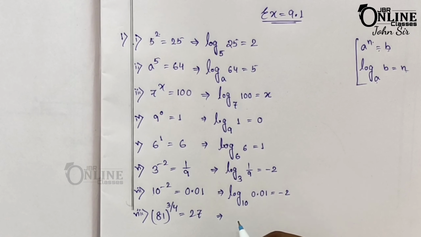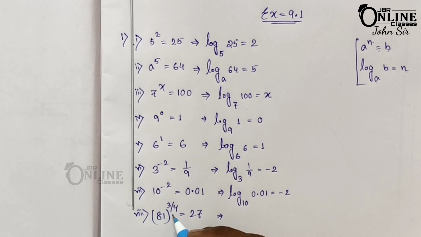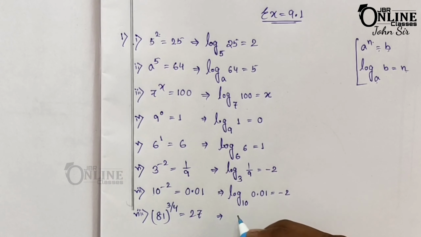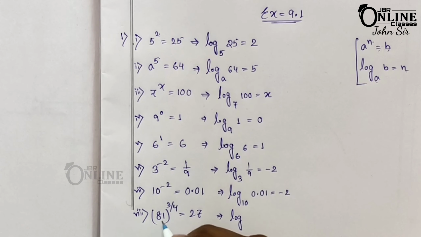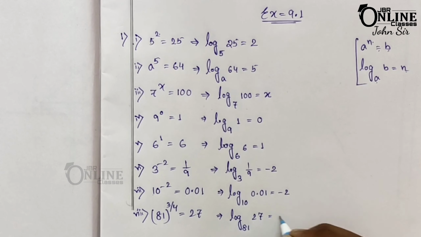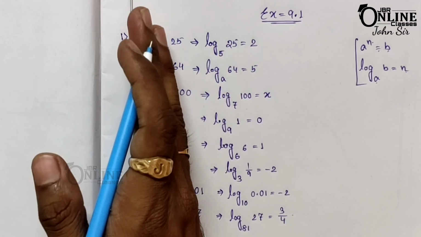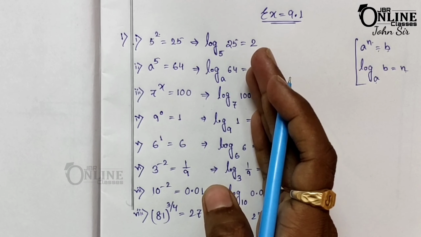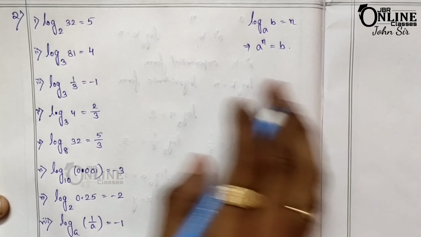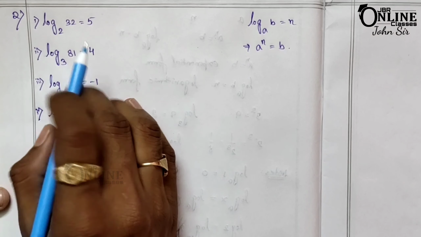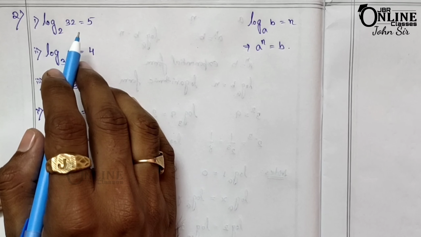And now the last one, 81 to the power 3 by 4 that equal to 27, so here log base 81 of 27 equals 3 by 4. Okay, so these are the exponential form and these are the logarithmic forms. Now sum number 2, convert the following into exponential form.